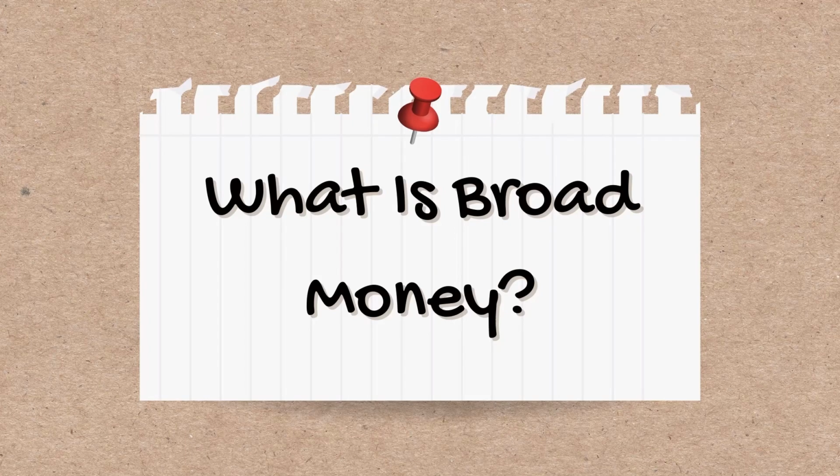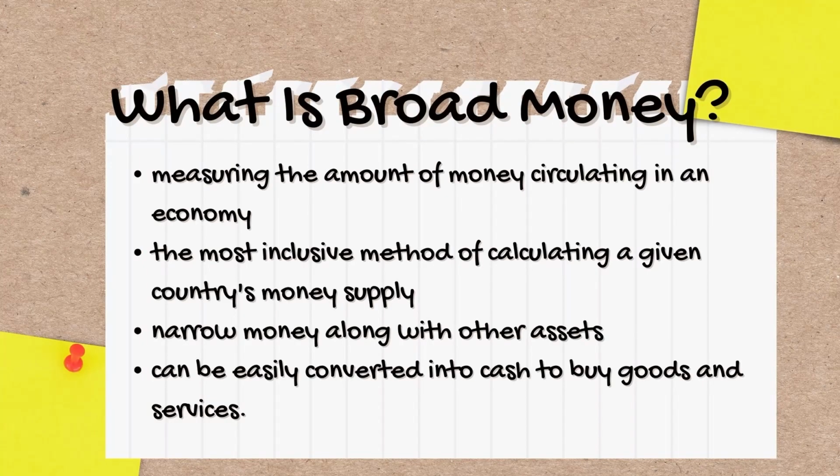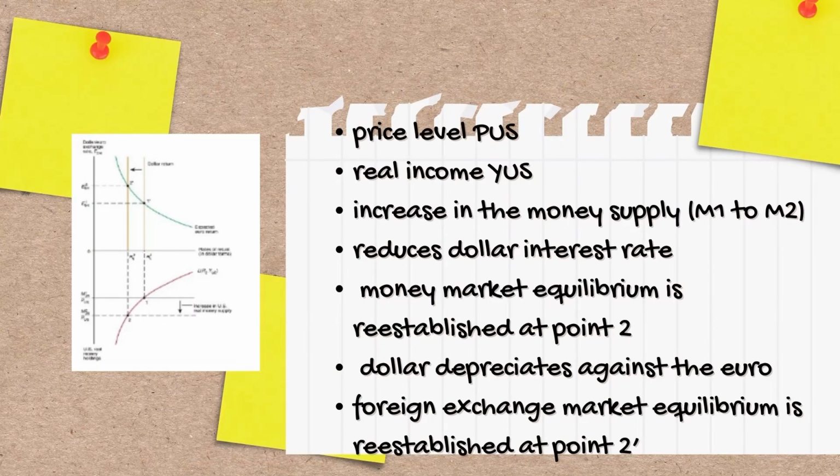What is broad money? Broad money is a category for measuring the amount of money circulating in an economy. It is defined as the most inclusive method of calculating a given country's money supply and includes narrow money along with other assets that can be easily converted into cash to buy goods and services. Given the price level PUS and real income YUS, an increase in the money supply from M1 to M2 reduces dollar interest rate and the money market equilibrium is re-established at point 2. As a result, the dollar depreciates against the euro and the foreign exchange market equilibrium is re-established at point 2 prime.